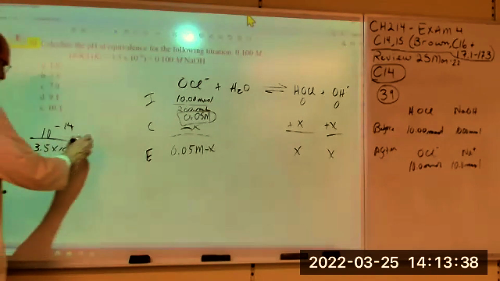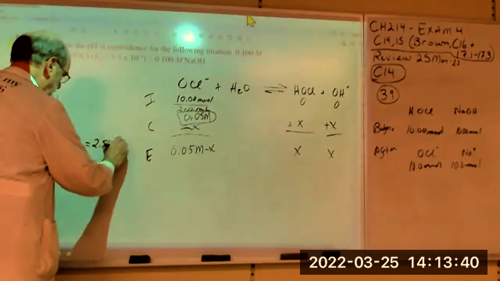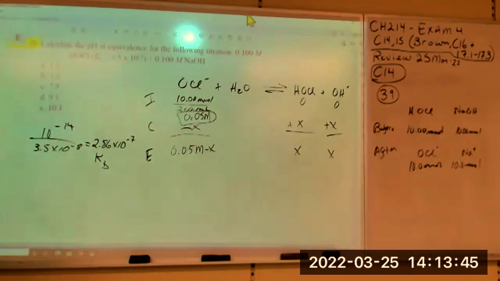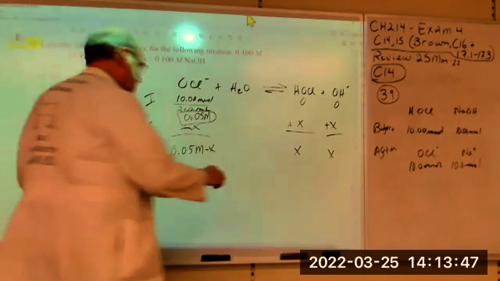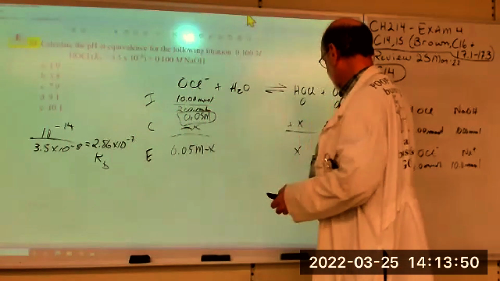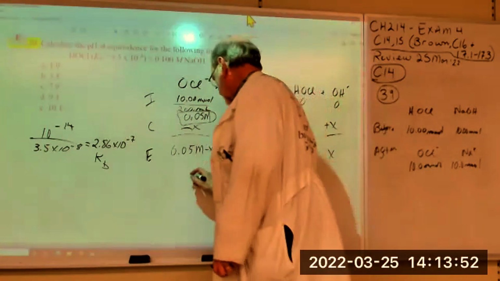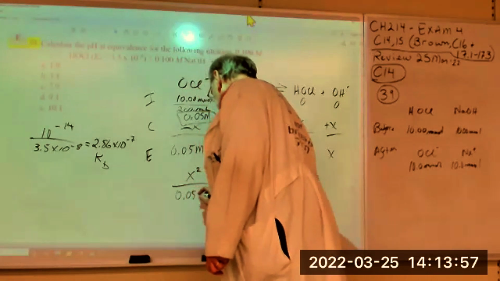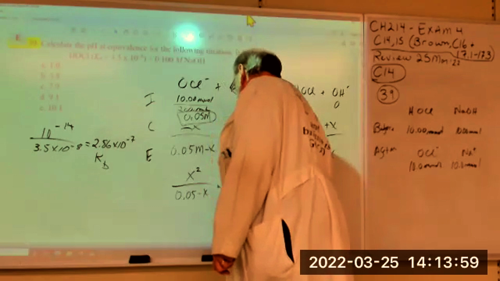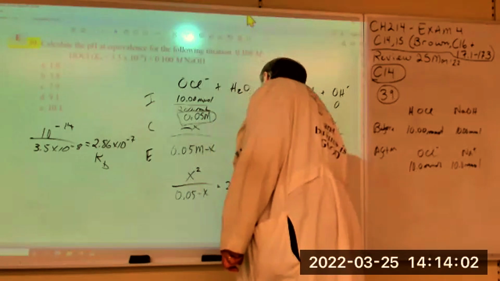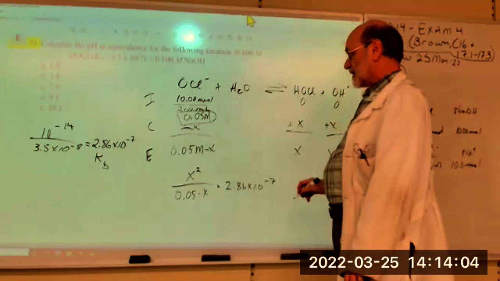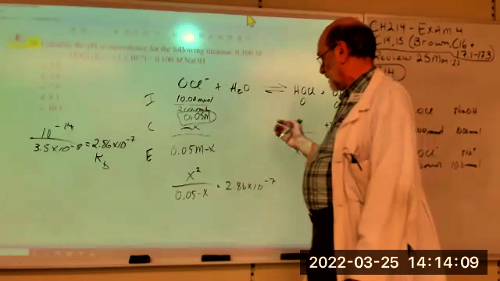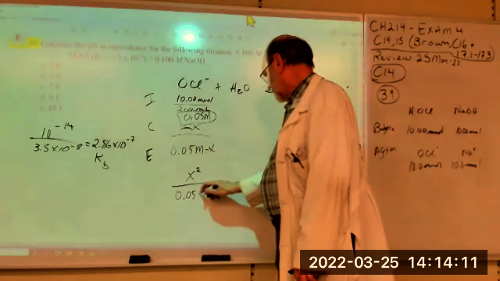2.86 times 10 to the minus 7. That's the Kb for that reaction. Now we know this one times this one divided by that one, which would be x squared over 0.05 minus x equals 2.86 times 10 to the minus 7. Since that value is so small, we're not going to get a whole lot of it going this direction. So this is going to drop out.